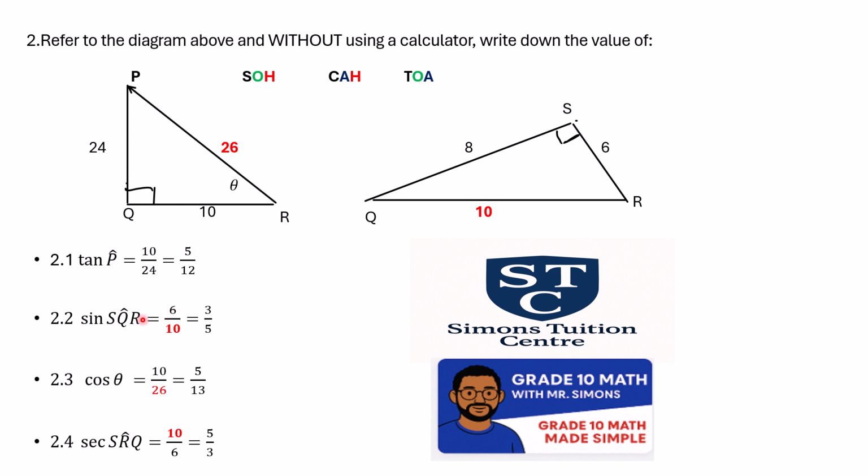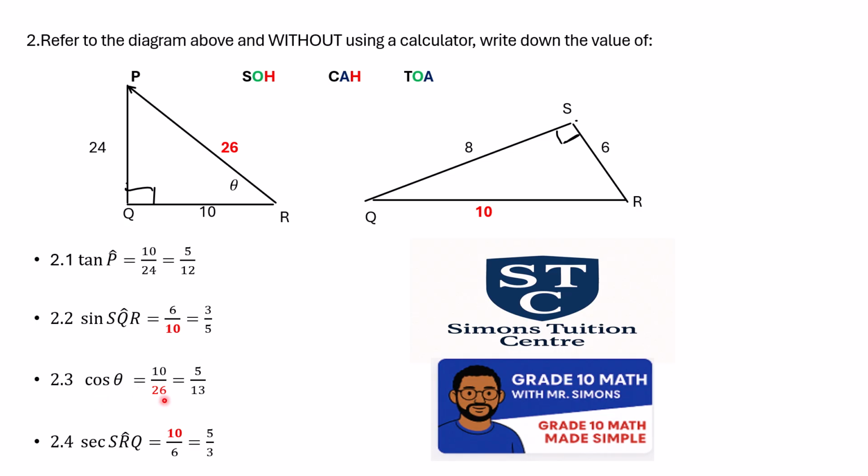All right. Then they want sine SQR. SQR is this angle here, and they want the sine of that angle. So we work from this angle, sine being opposite over hypotenuse. Opposite is 6. The hypotenuse is always across from the 90 degrees, so that would be 10. So 6 over 10. 2 goes into 6 three times, 2 goes into 10 five times, so it simplifies to 3 over 5 or 0.6.